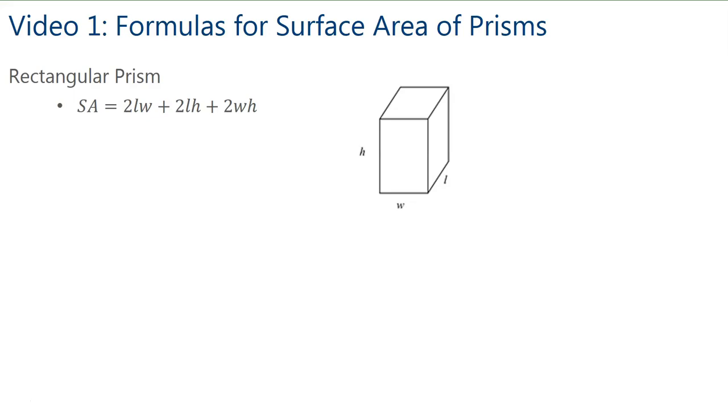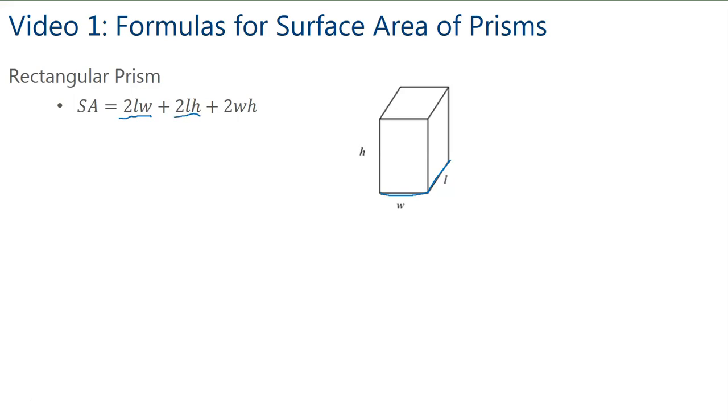We'll use a formula. So let's look at the formula. Surface area equals 2 times LW plus 2 times LH plus 2 times WH. So let's see what each of these variables represents. 2 times LW. Well, if you look at the diagram, here's L and here's W. So this represents the bottom of the rectangular prism. And then we multiply that by 2 because the top and the bottom are the same.